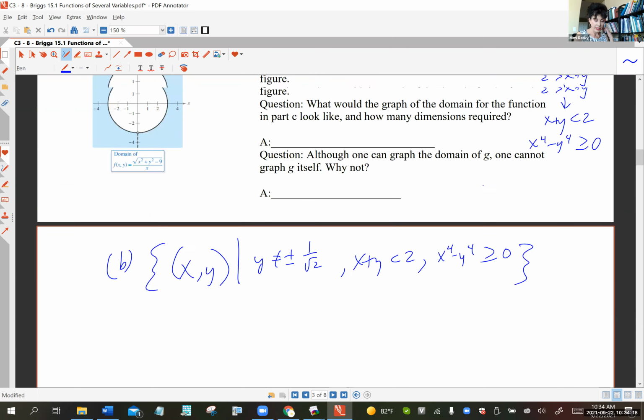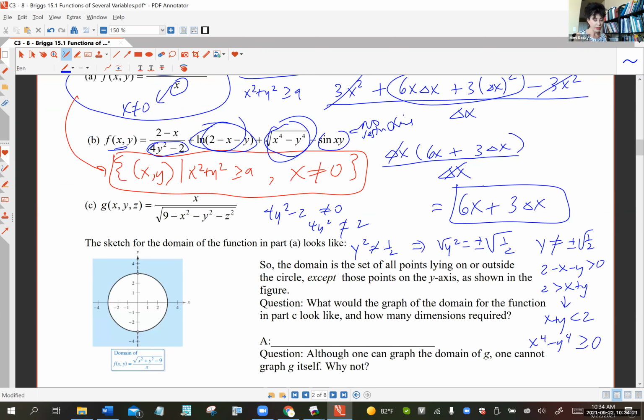Now, letter C is a little bit trickier because we have a function of 3 variables. G of x, comma, y, comma, z. All right. Well, what of it? Well, you look for any restrictions that are needed. And I see 2 things at the same time. I see an even radical. That's something to worry about. And I also see that the denominator could go to 0.